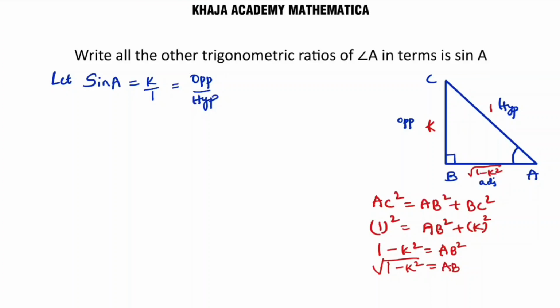So all the ratios in terms of sin. So already sin is K. So I'll start writing from cos. Cos A. Cos ratio is adjacent by hypotenuse. Adjacent is under root 1 minus K square, hypotenuse is 1. So wherever K is there I need to write sin. Under root 1 minus sin square A.